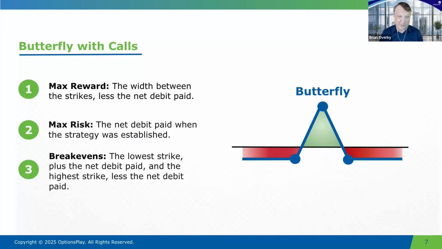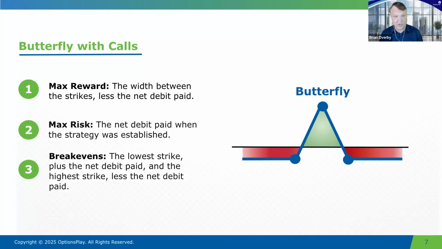And there were firms that would go out and try to buy a standard butterfly and get it done for a net credit or for free because the market makers weren't quoting right. And that literally was a thing back in the day. So that's how important butterflies are.